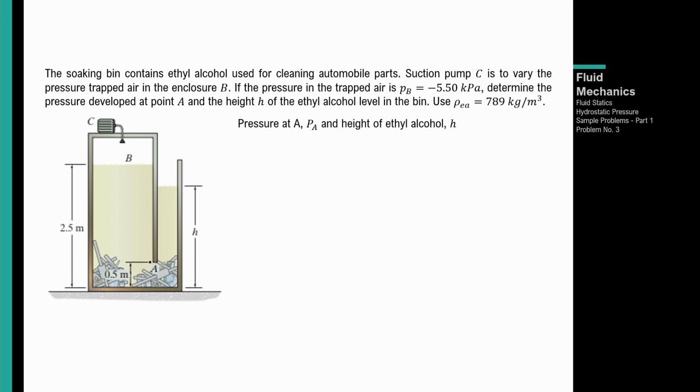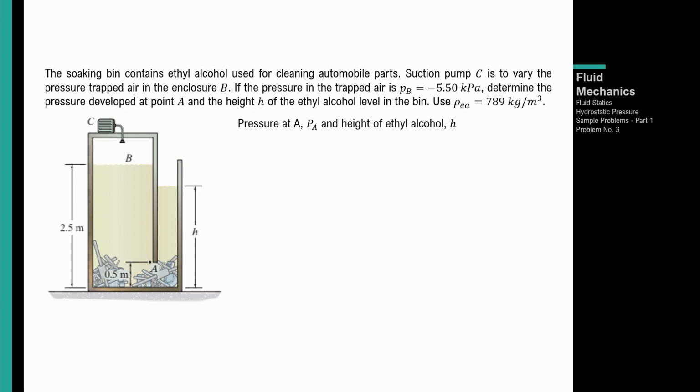So, ang kailangan yung pressure at A. So, ang pwedeng mag-cause ng pressure sa A, pwedeng sa left side niya, yung suction ng pump C, tapos yung height ng oil sa ibabaw ng point A, o kaya naman yung sa right side, pwedeng yung height ng oil sa right side, which is H minus 0.5. So pressure at A, and the height of ethyl alcohol H.